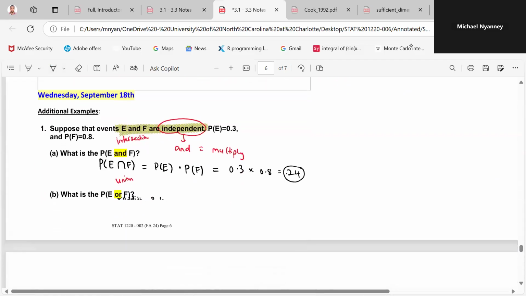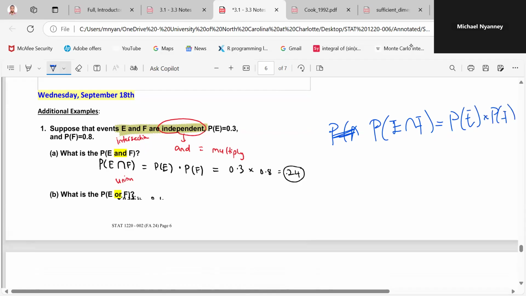Now we have an additional one. Suppose that events E and F are independent. Since they are independent, this implies that the probability of E intersection F equals the probability of E times the probability of F. So they are saying that this exists.